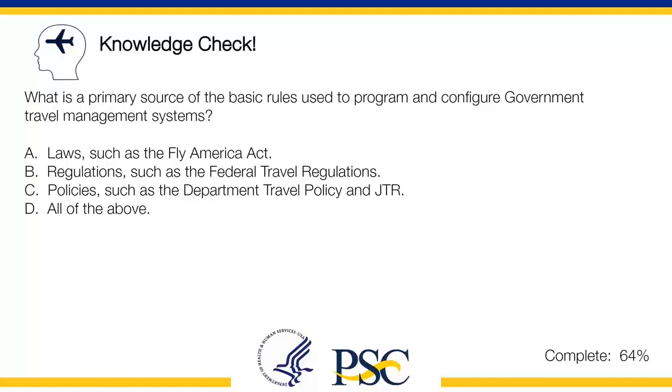What is a primary source of the basic rules used to program and configure government travel management systems? A. Laws, such as the Fly America Act. B. Regulations, such as the Federal Travel Regulations. C. Policies, such as the Department Travel Policy and JTR. D. All of the above. Pause the video, consider your response, and then resume to learn the answer.